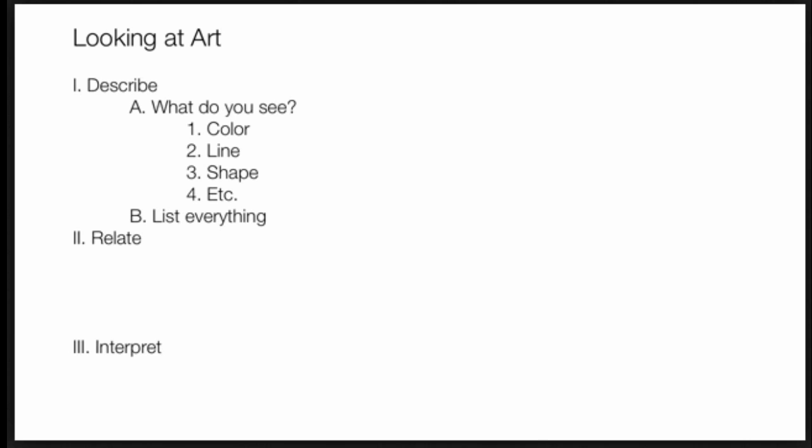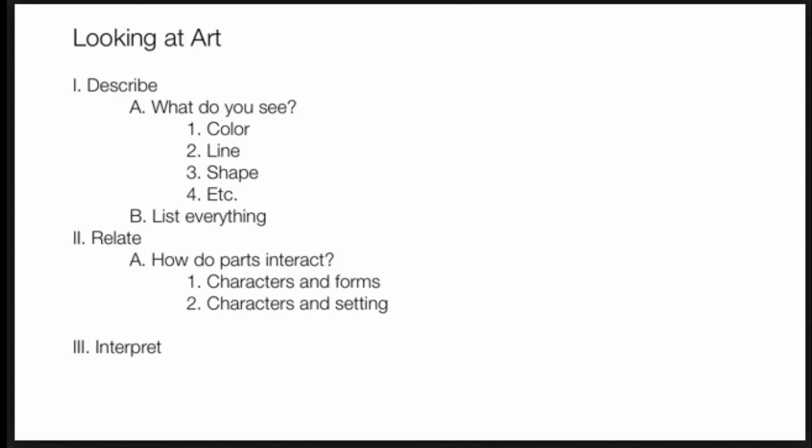Now for the relate step. We're supposed to ask, how do the parts interact? So that will be our first supporting idea here. And we're supposed to focus on how the characters and forms are interacting, and how the characters and setting are interacting. So we'll add those as our details. Then we're supposed to answer the question, where is your attention focused? But since that's a new question, and not part of the question, how do the parts interact, we'll make that a new supporting idea. Since we don't have any details to put under it, we can move on to our next main idea. And this is the interpret step.